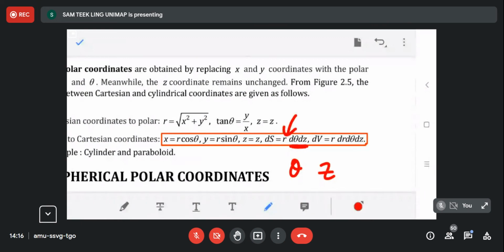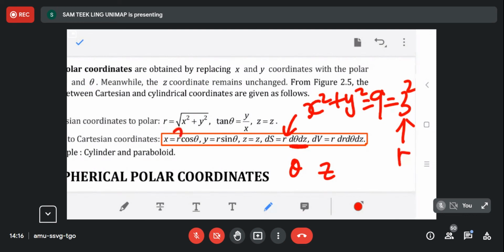So for our question, x power 2 plus y power 2 equals 9. 9 is equal to 3 power 2. Our surface is x power 2 plus y power 2 equals 9, and 9 is 3 power 2. So this is our r. R is 3, so your r you can replace by 3, because when you integrate, you only involve theta and z for your surface.